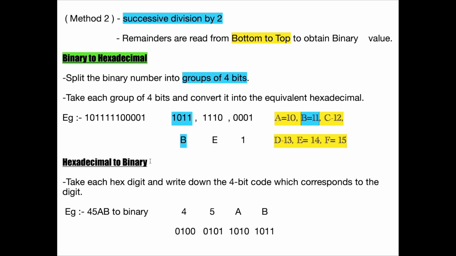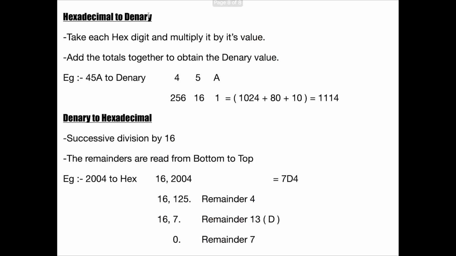In the next conversion we convert hexadecimal value to binary. Here the exact opposite happens to the previous conversion. We take each hex digit and write down the 4-bit code which corresponds to the digit. Here, 45AB is the hex value which we convert into 4 groups of binary values, in order to obtain the final result. The next conversion is the conversion of hex values to denary.